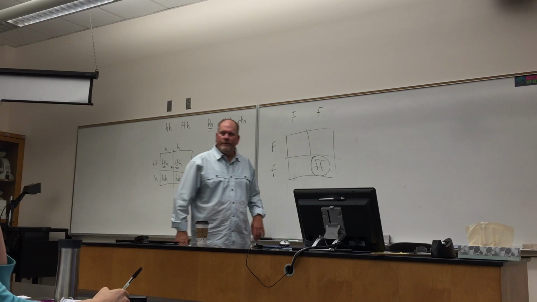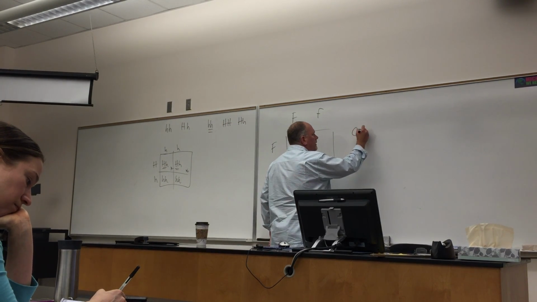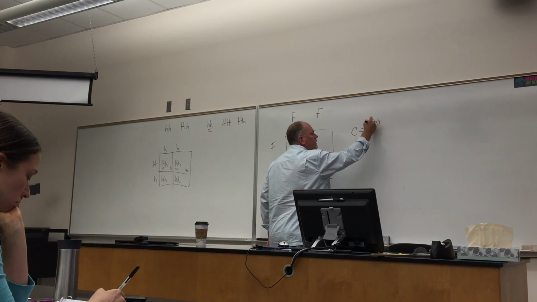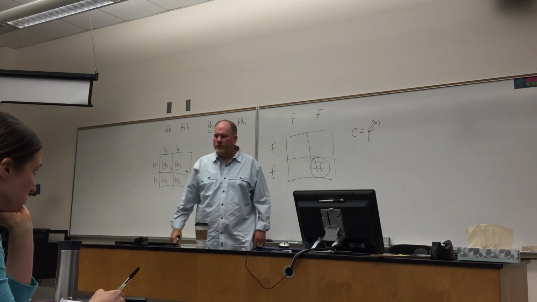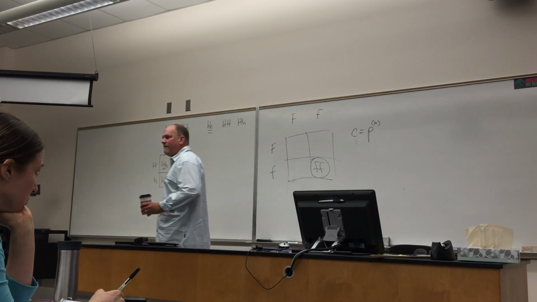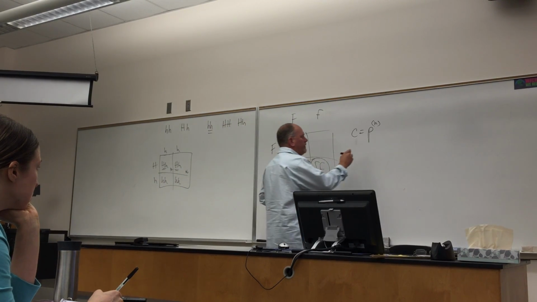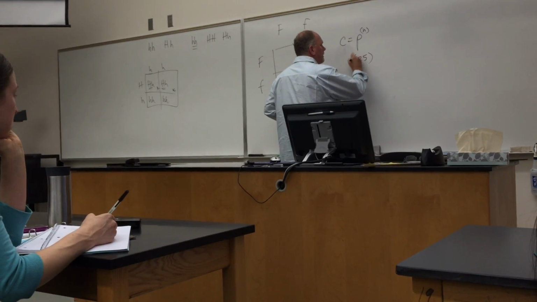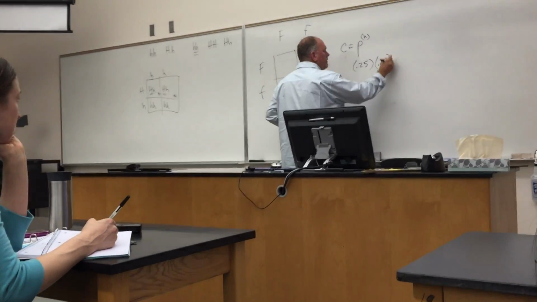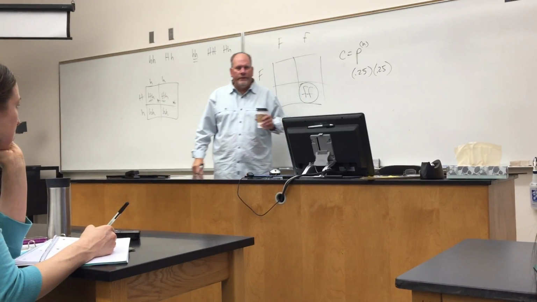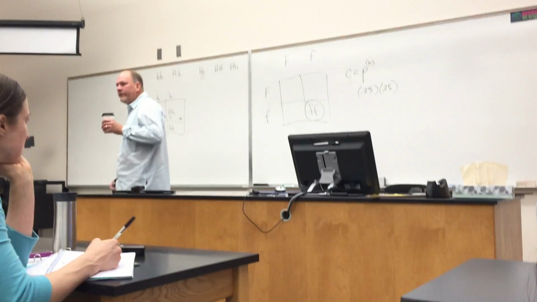Probability, single event. What's the chance that they have 2 cystic fibrosis children in a row? 0.25 times 0.25. There you go. 2 events, they already had 1. Chance that they have 2, 0.25 times 0.25, so about 5%.